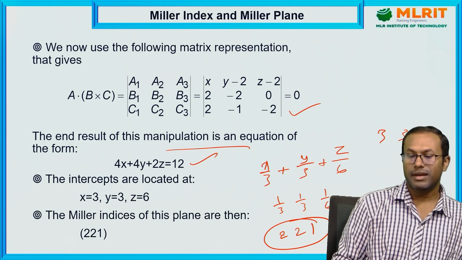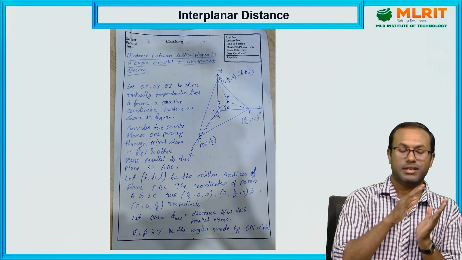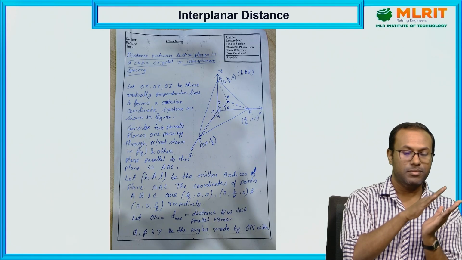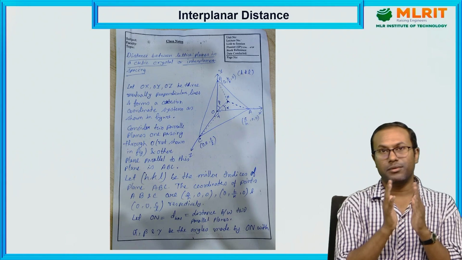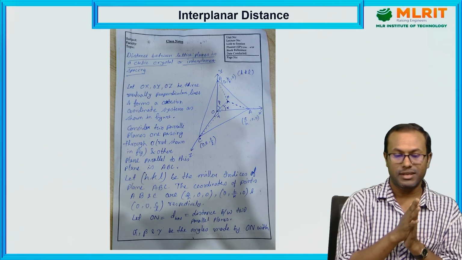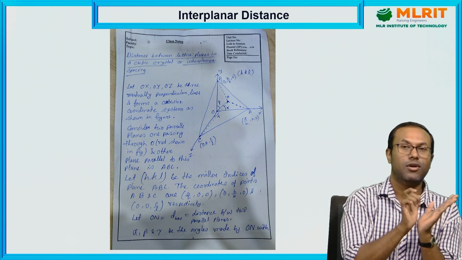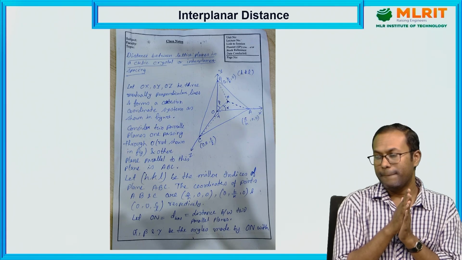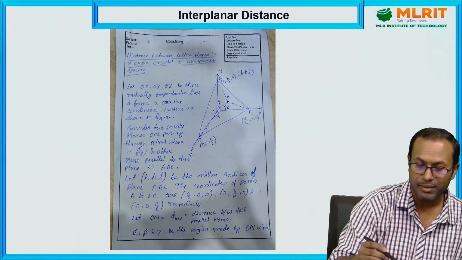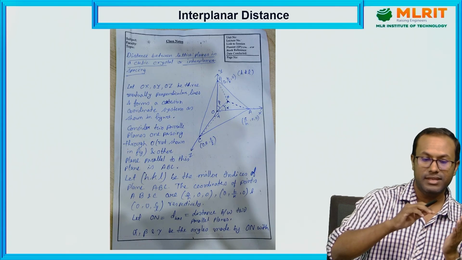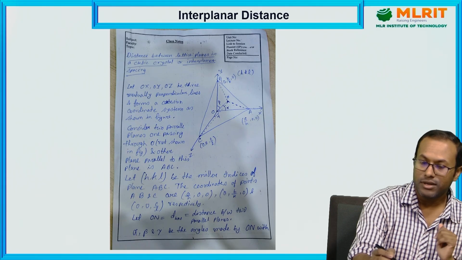Now come to the concept of interplanar distance. We already said that the crystal structure contains different sets of parallel planes, having different orientations. To determine the smallest distance between two parallel planes, that is called interplanar spacing. In this case, we have to determine the distance between two consecutive parallel planes. How to determine these things?